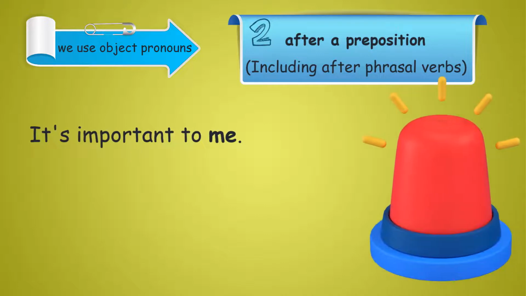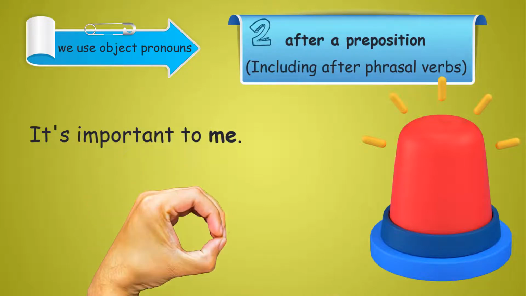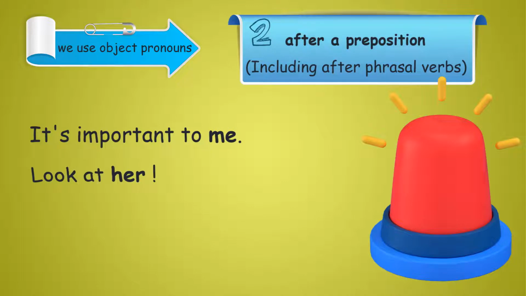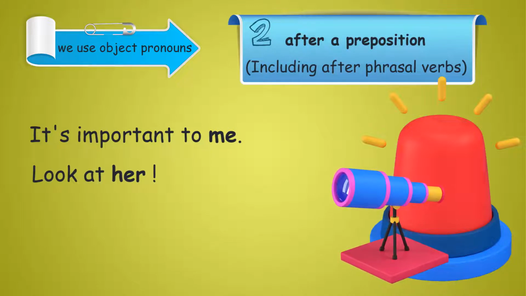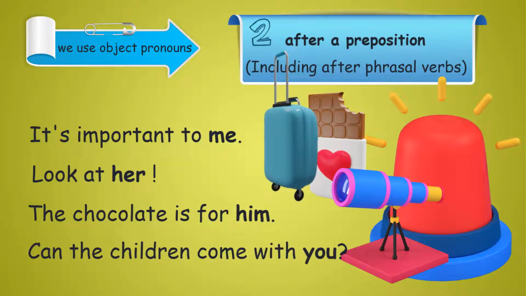It's important to me. We have a preposition in this sentence, and after prepositions, if we want to use a pronoun, we use an object pronoun. Look at her. The chocolate is for him. Can the children come with you?